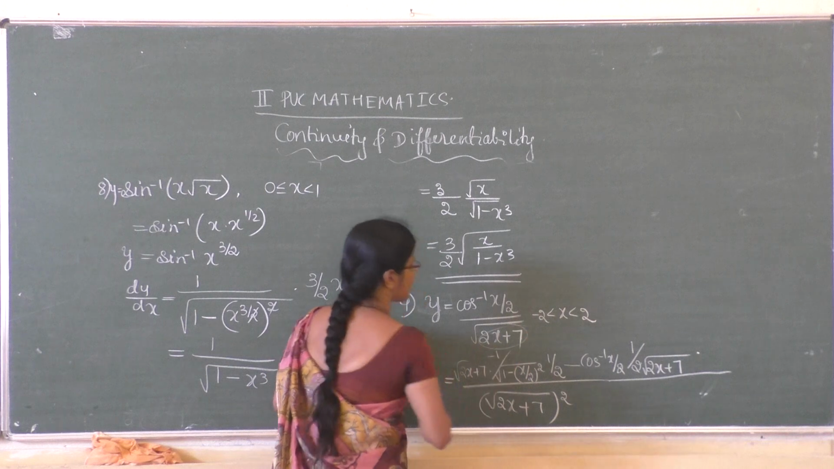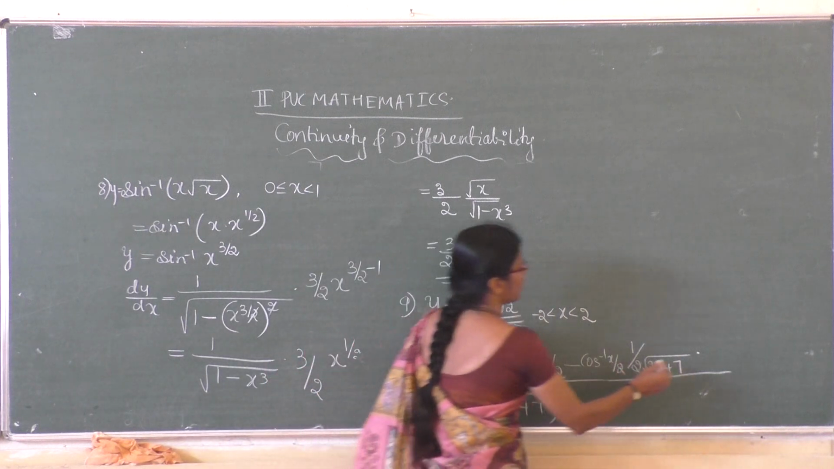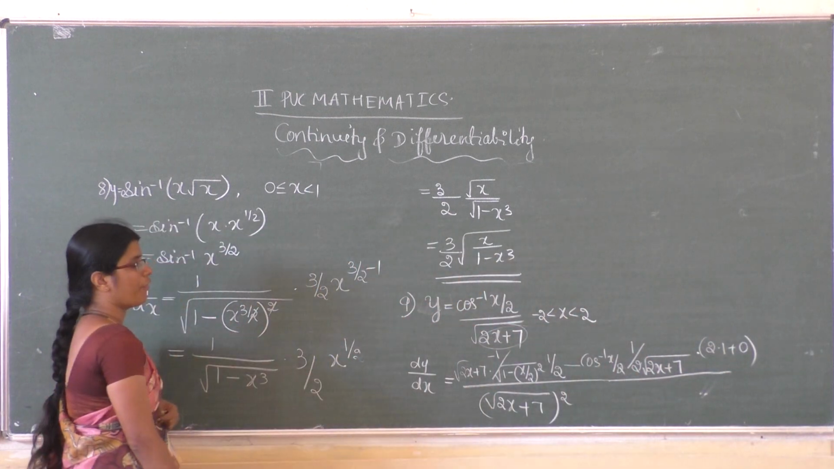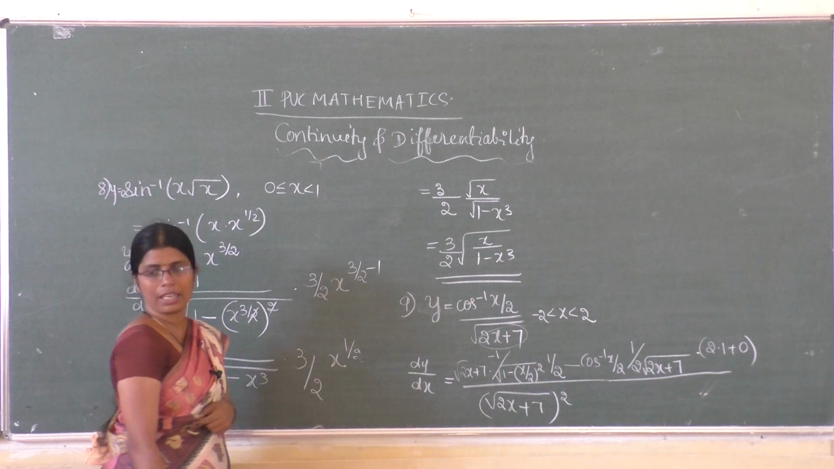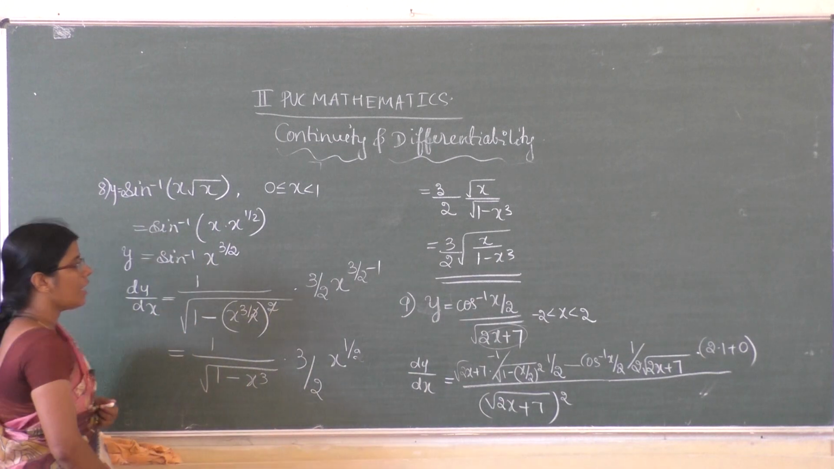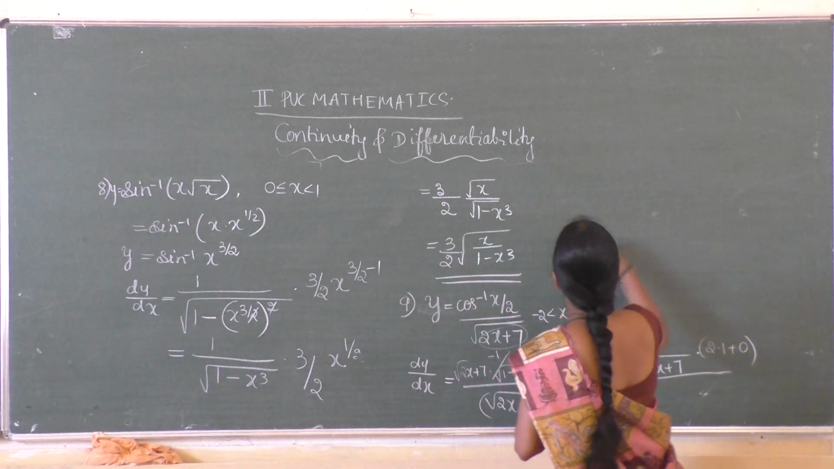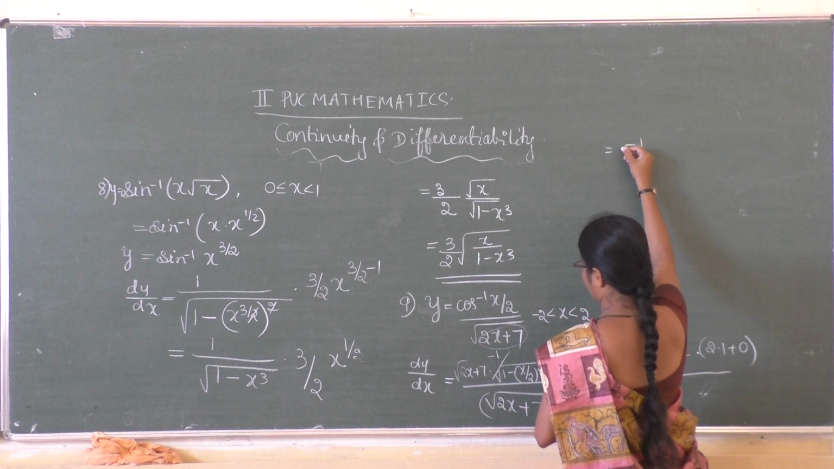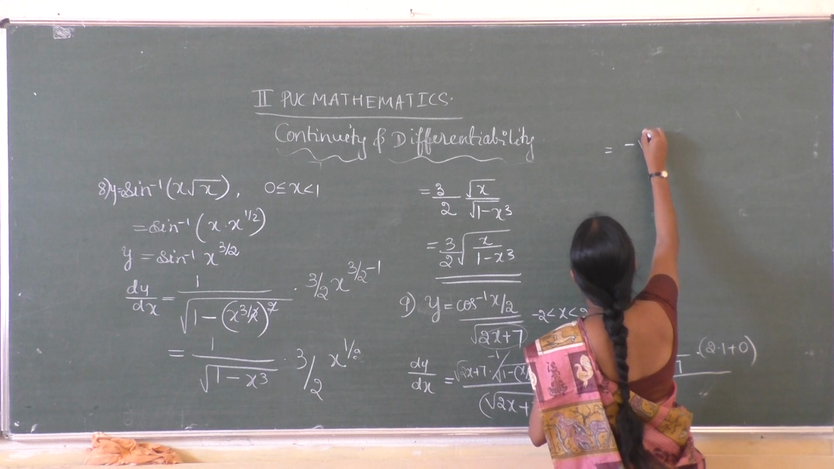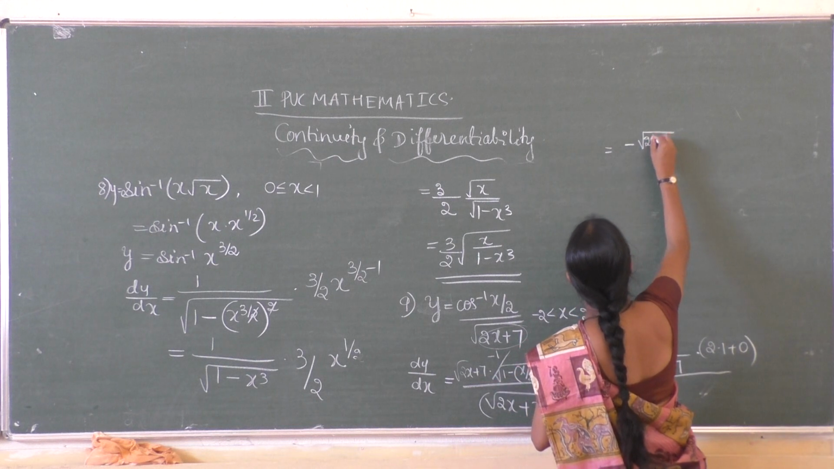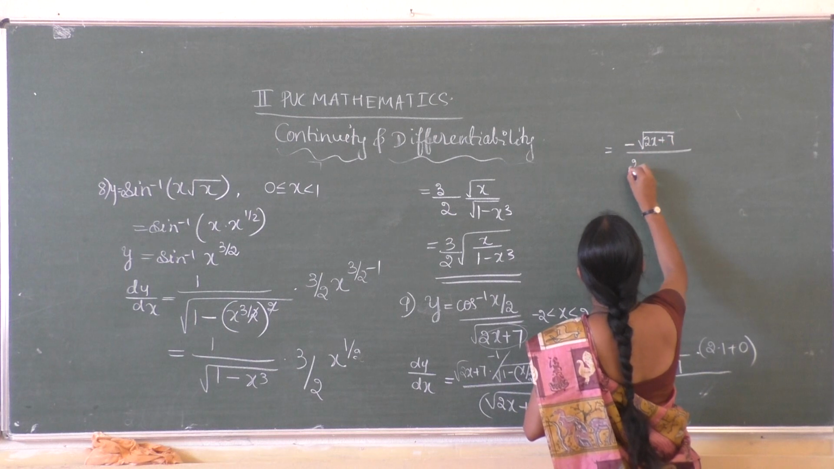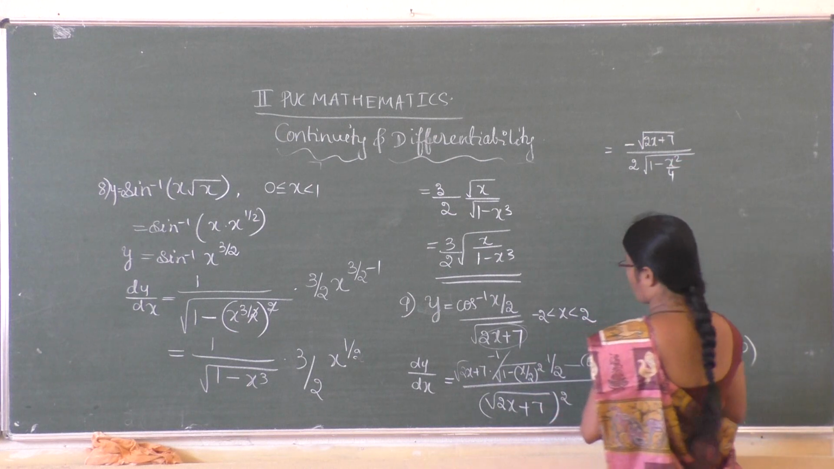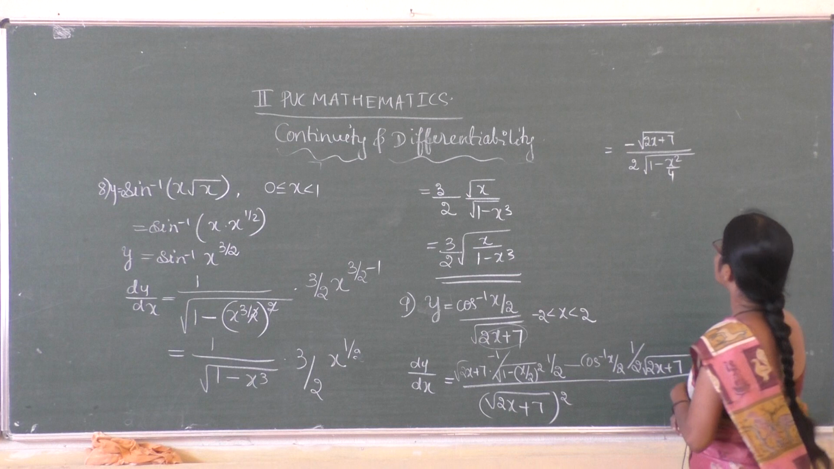Then 2x plus 7, the derivative of 2x plus 7 is 2 into 1 plus 0. Derivative of x is 1 and derivative of 7 is 0. So what you get here now is equal to minus 1 by root 2x plus 7, divided by 2 into root of 1 minus (x by 2) whole square, that is 1 minus x square by 4.